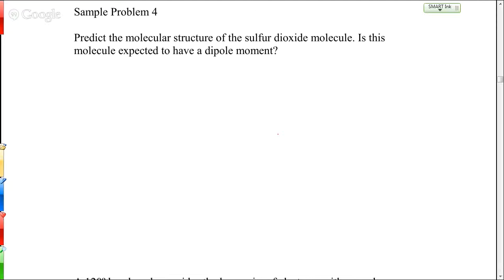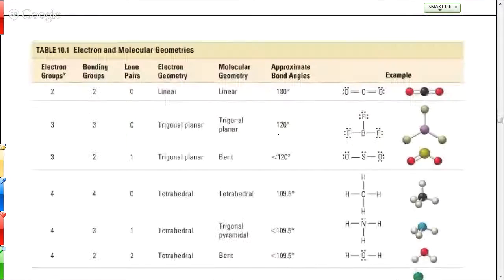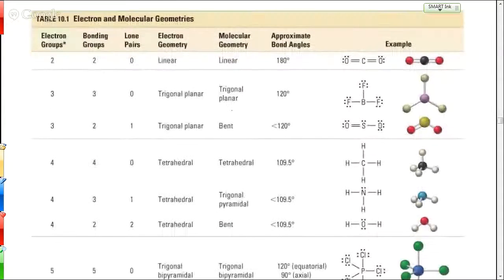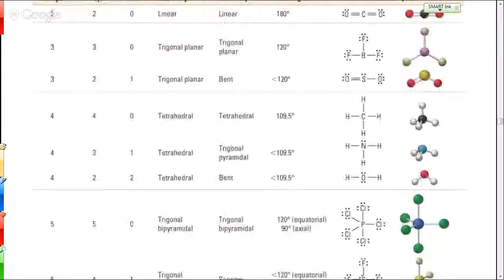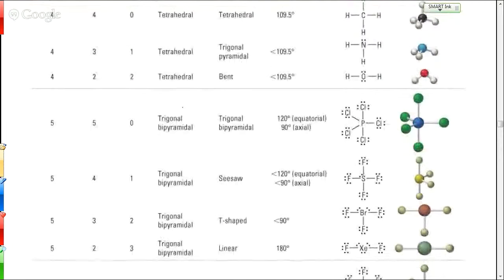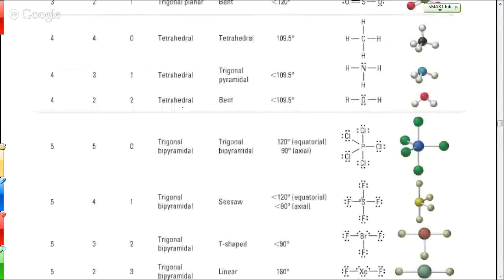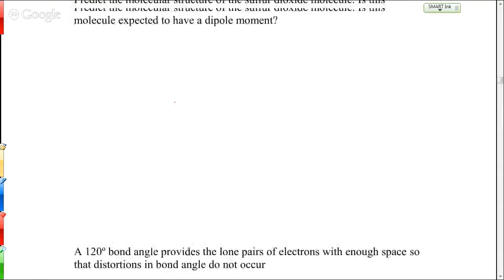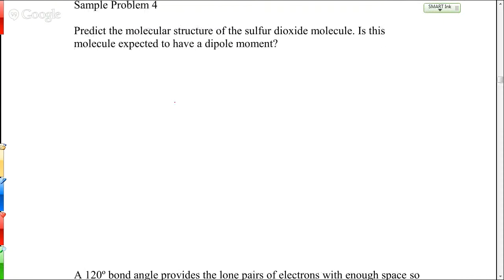So linear and linear don't need two shapes for the molecular geometry. No, there are lots of different shapes. You've got trigonal planar, bent, tetrahedral, trigonal pyramidal, seesaw, T-shaped. All the shapes that the molecule could be in, if you're just counting the atoms, are the molecular geometry. Okay, so that's the first one. See if you can get sulfur dioxide.